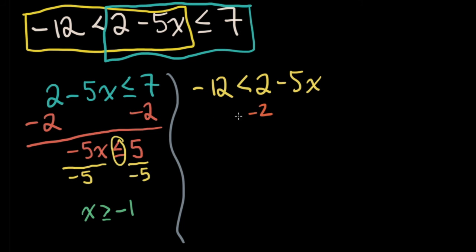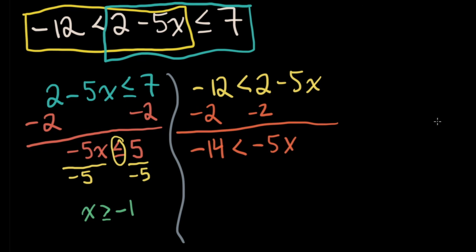I'm going to subtract 2 from both sides first. Always do your adding and subtracting first. I'm going to get -14 is less than -5x. And I'm going to go and divide both sides by -5. So I'm going to do that dividing by negative thing. That means I've got to flip the inequality sign. So I have to change this. And this becomes just x. And this becomes positive 14 over 5. Like that.